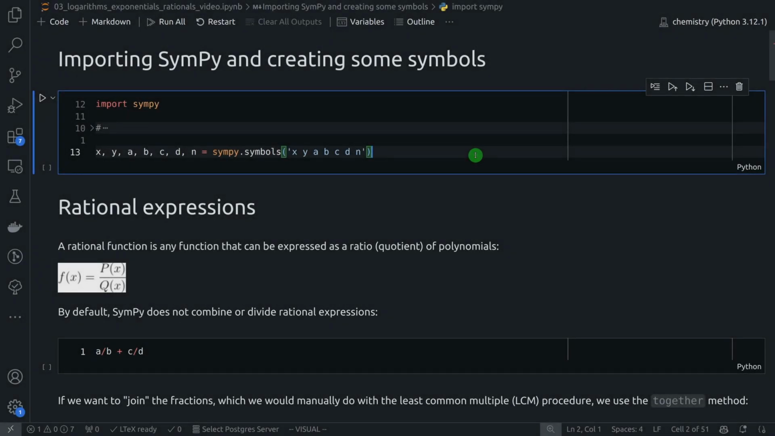Hello guys, in this video I'm going to talk about SymPy. SymPy is a Python package that can deal with symbolic arithmetic, symbolic math. I've already done two other videos about SymPy. In this video I'm going to show you how SymPy deals with rational numbers, rational expressions, logarithms, and exponentials.